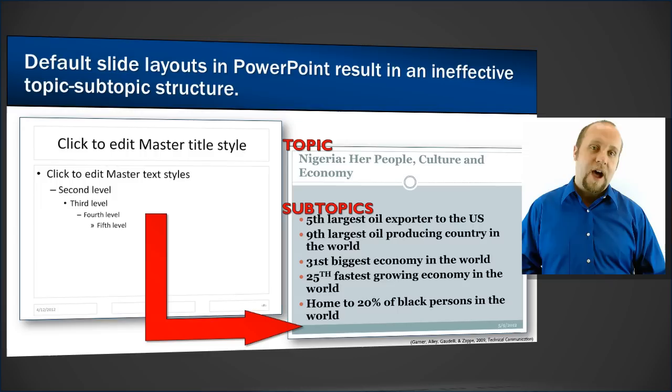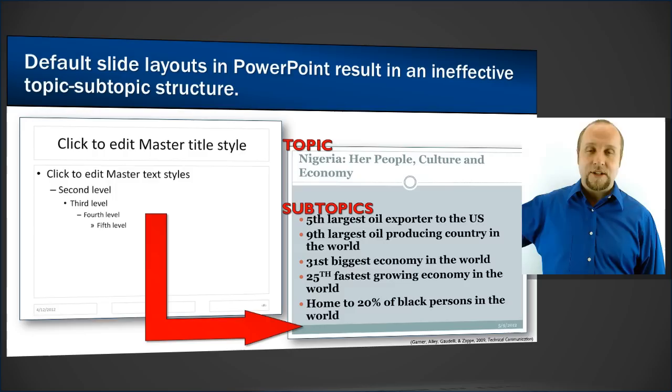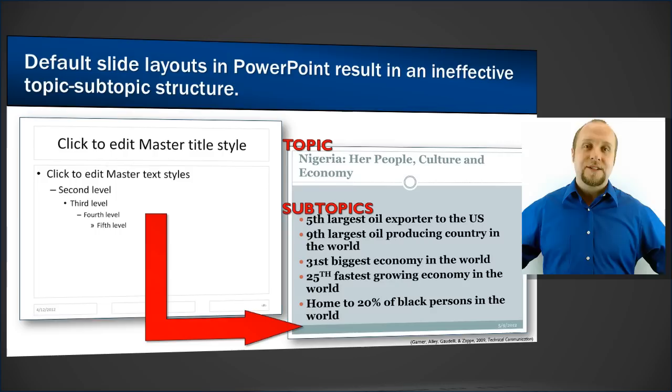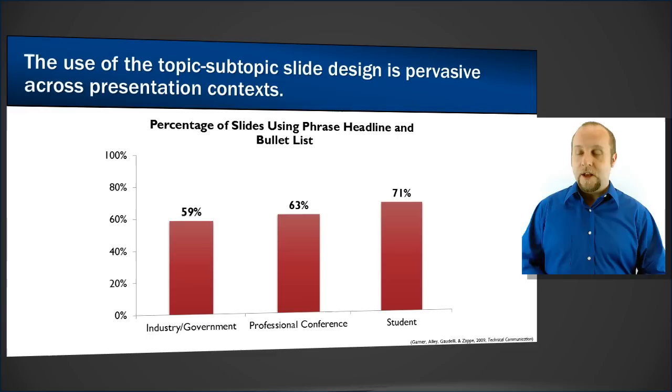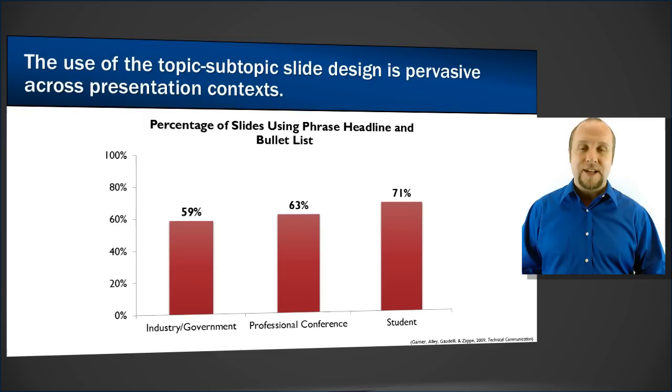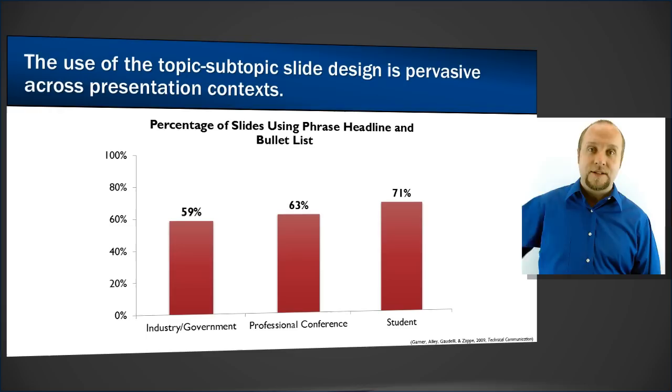And so, for the most part, those default layouts that we see with a topic bullet point design in PowerPoint are the same types of things that people were doing with an overhead projector and a transparency. This topic subtopic structure that's guided by the default slide layouts in PowerPoint is pervasive across presentation contexts. For example, one study in 2009 published in the journal Technical Communication showed that 59% of industry and government presentations used this topic-subtopic structure. 63% of professional conferences and 71% of student presentation slides in their content analysis used this default topic-subtopic or topic bullet point structure.